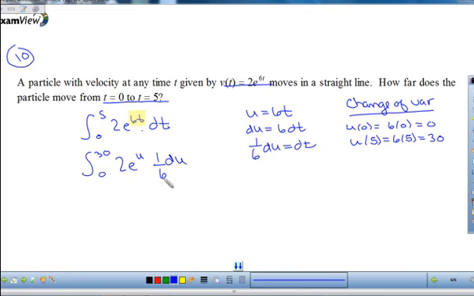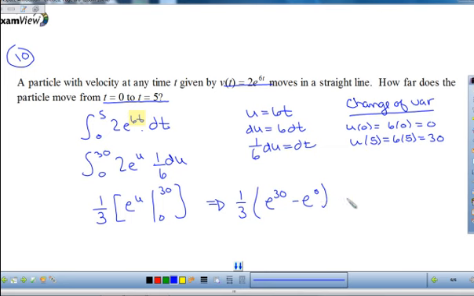So 2 and 6 reduces, so I get 1 over 3. The antiderivative of e to the u is e to the u, and I'm going from 0 to 30. So I'm going to write this as 1/3 times e to the 30 minus e to the 0, which is 1/3 times e to the 30 minus 1.